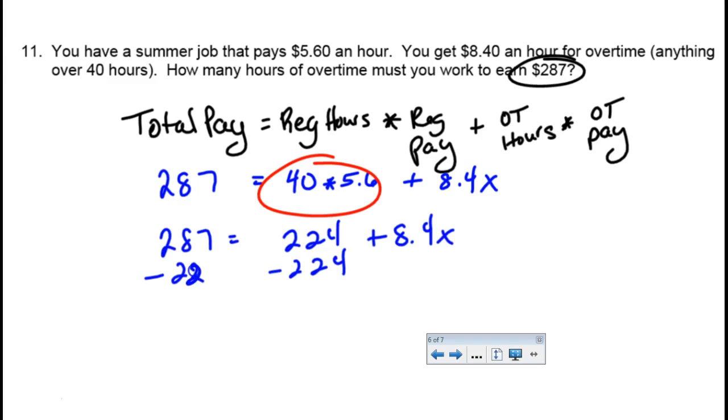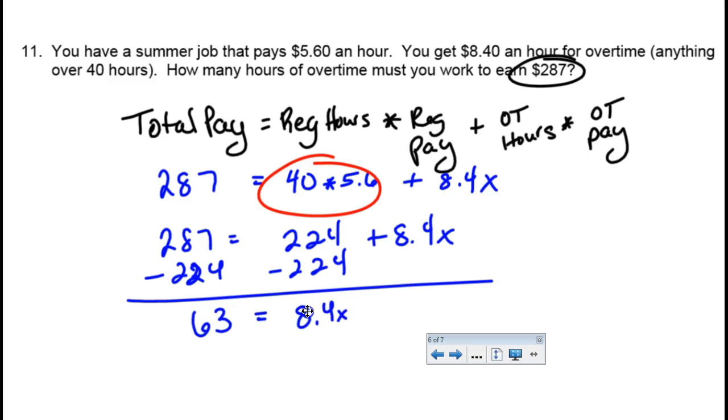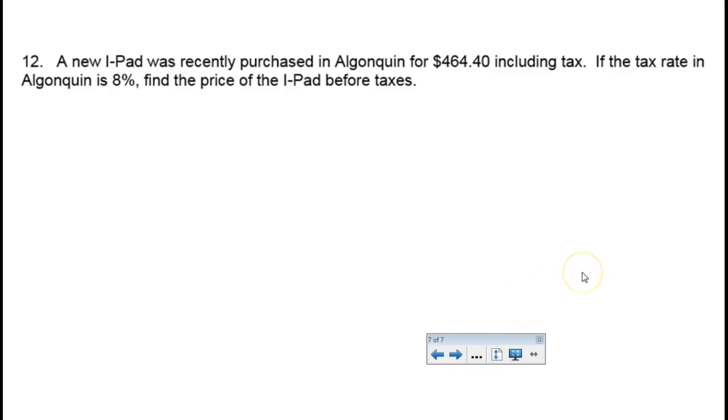Whew. Let's see. 63 equals 8.4x. You know, almost isn't seeming worth it. 7.5 hours. Yuck. This poor kid needs to work almost 8 hours of overtime this week, or this pay check or whatever. Oh boy.